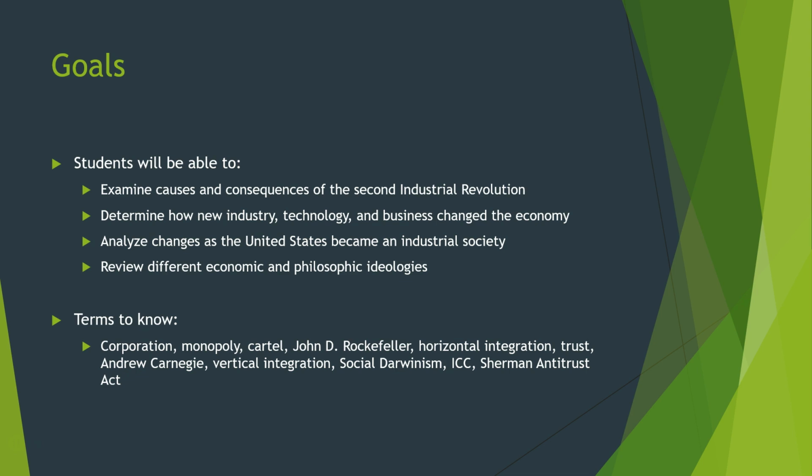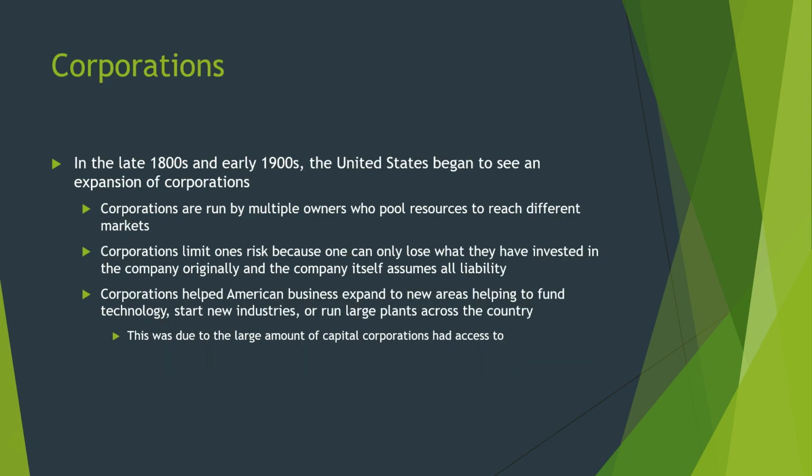Students will be able to examine causes and consequences of the second industrial revolution, determine how new industry, technology, and business changed the economy, analyze changes as the United States became an industrial society, and review different economic and philosophical ideologies. Terms to know: corporation, monopoly, cartel, John D. Rockefeller, horizontal integration, trust, Andrew Carnegie, vertical integration, social Darwinism, the ICC, Sherman Antitrust Act.